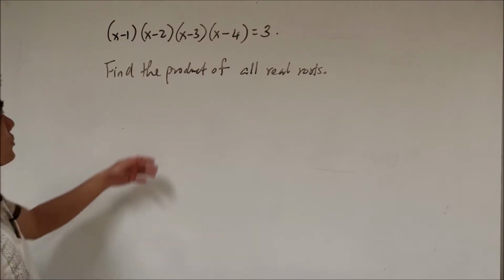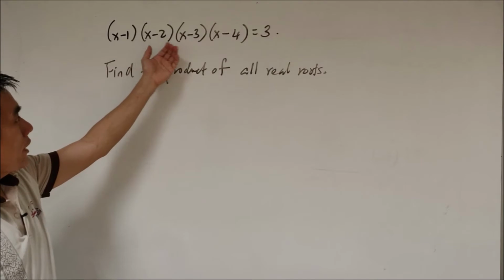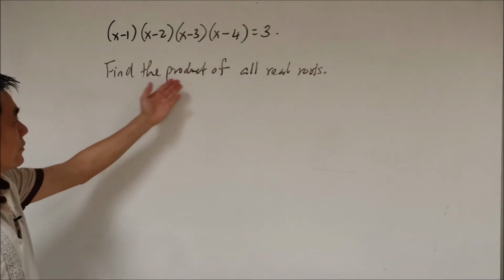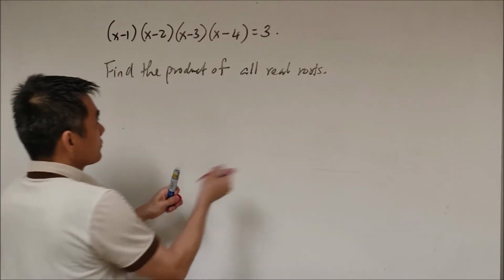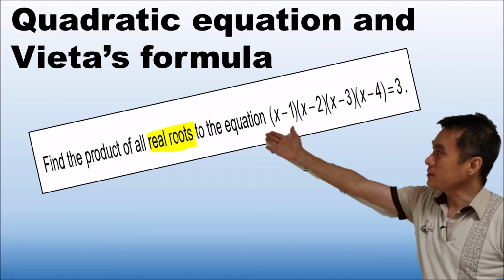So as shown in this question, this is an equation: x minus 1, x minus 2, x minus 3, x minus 4 equals 3. We are asked to find the product of all real roots. We need only the product of all real roots.